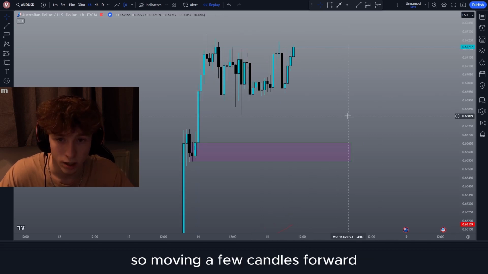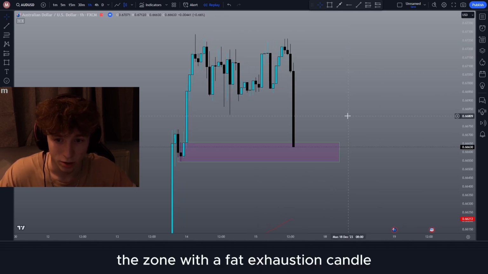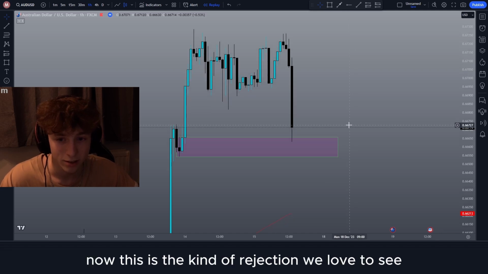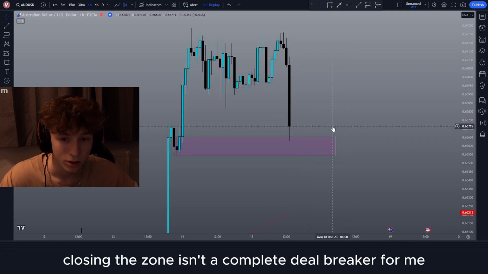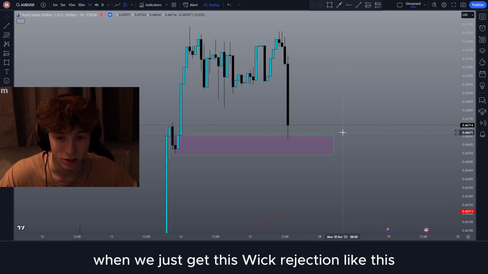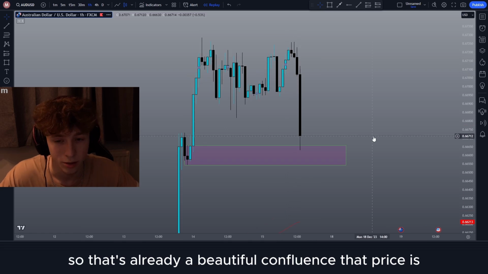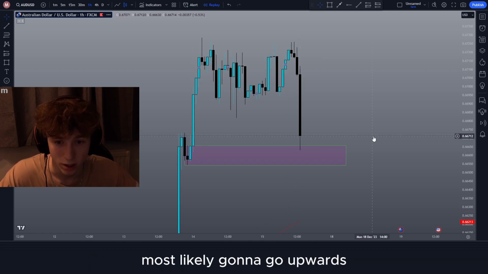So moving a few candles forward, we can see that we hit the zone with a fat exhaustion candle. Now this is the kind of rejection we love to see, a wick rejection. We don't close in the zone. Now closing in the zone isn't a complete deal breaker for me. However, it's an amazing confluence when we just get this wick rejection like this. So that's already a beautiful confluence. The price is most likely going to go upwards.